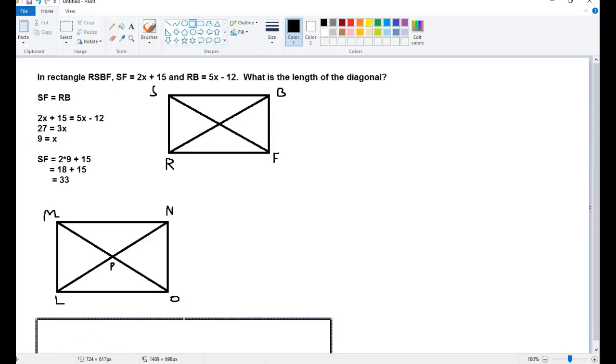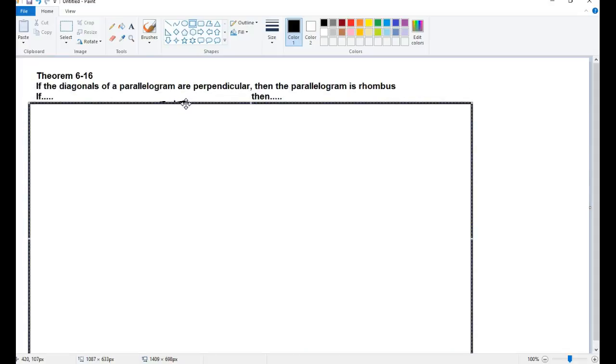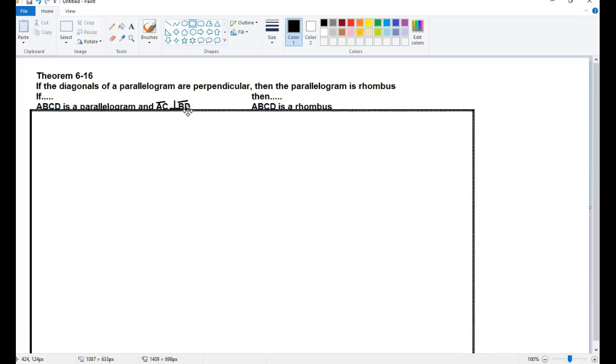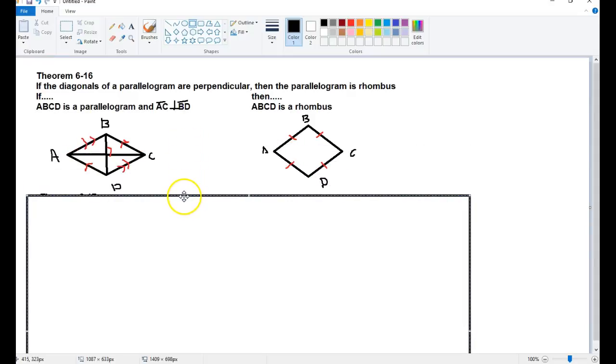And now we're going to move on to the next section, which is a little bit more conditioned with these rhombuses, rectangles, and squares. Okay, so for this section, I'm going to start with the first 2 theorems, and then we'll do 3 problems. Theorem 616 says if the diagonals of a parallelogram are perpendicular, then the parallelogram is a rhombus. So kind of like the converse of the one before.